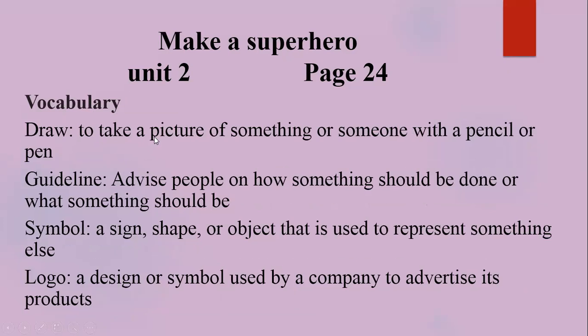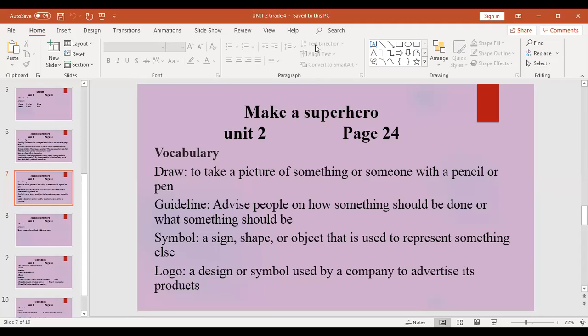Draw means to make a picture of something or someone with a pencil or pen. Guideline: advise people on how something should be done or what something should be. Symbol: a sign, shape, or object that is used to represent something else. And logo: a design or symbol used by a company to advertise its products. These are just a few of the vocabulary words, and I discussed them with the class during the lesson.